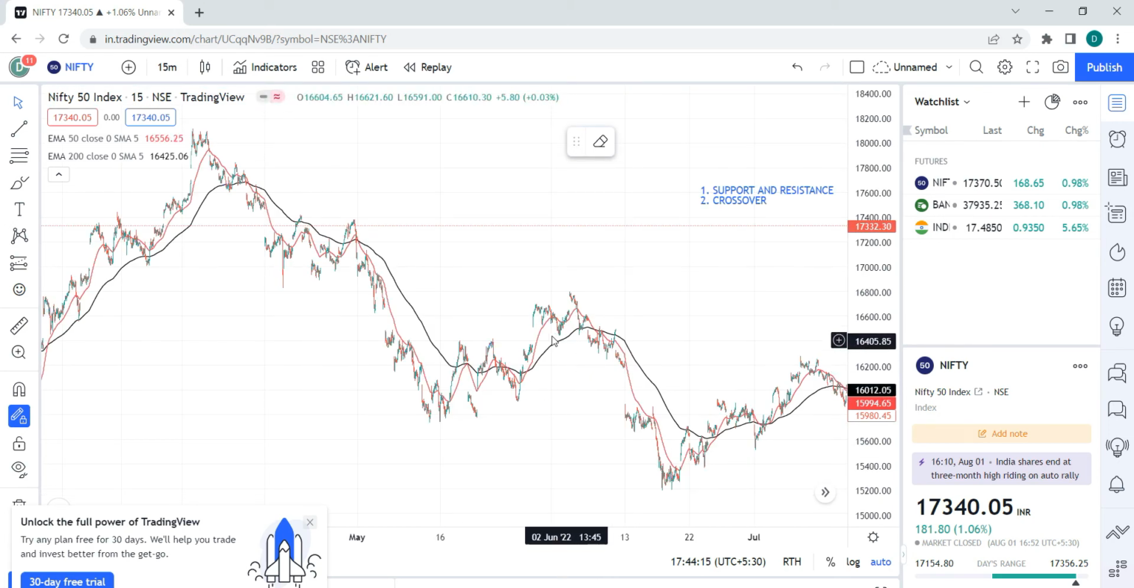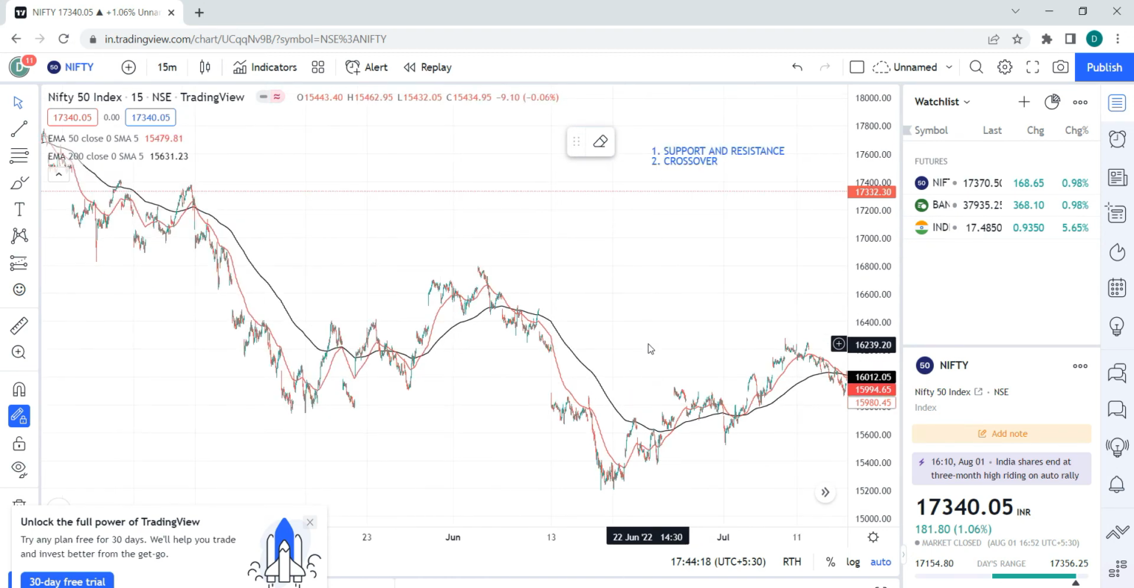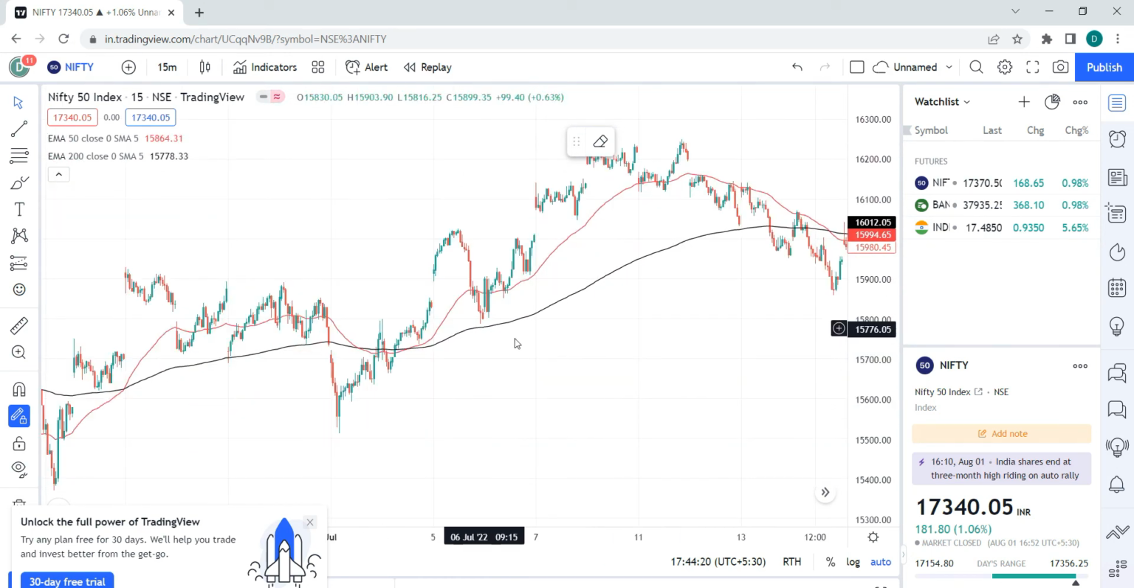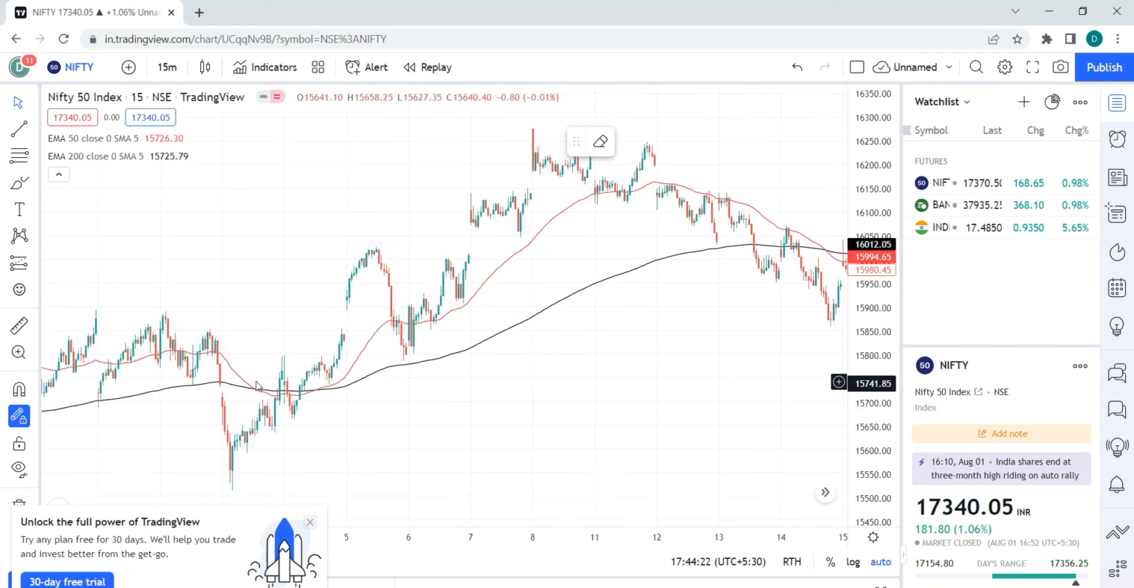So let's understand. See, now tell me which is the 50-day moving average and which is the 200 moving average. Looking at this, obviously the one which is close to the price is the short-term moving average, and the one which is far from the price is the long-term moving average. Okay, this is the 50 and this is 200.